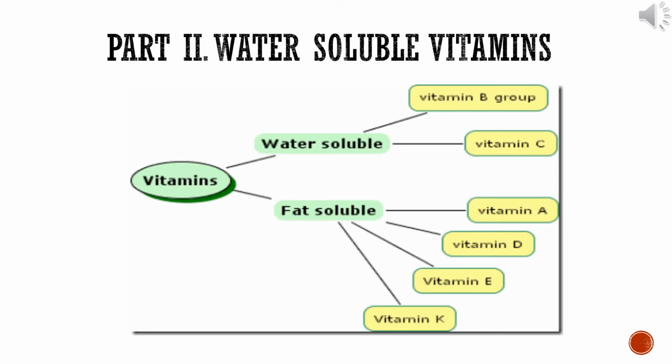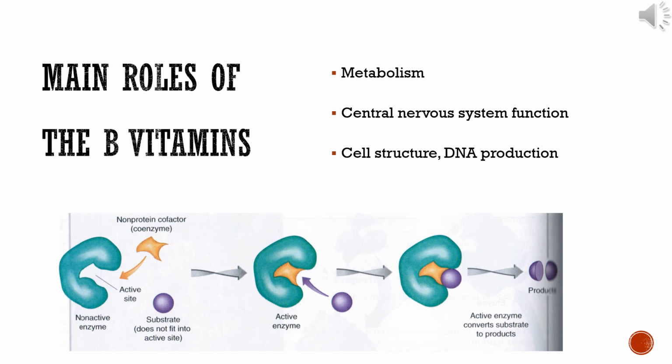In this next section, we're going to break down each of the water-soluble vitamins individually. We're first going to look at the B vitamins, and these largely play roles as coenzymes in metabolism. So they promote metabolism of various nutrients. They promote the function of the central nervous system, and they're also responsible for optimal cell structure and DNA production.